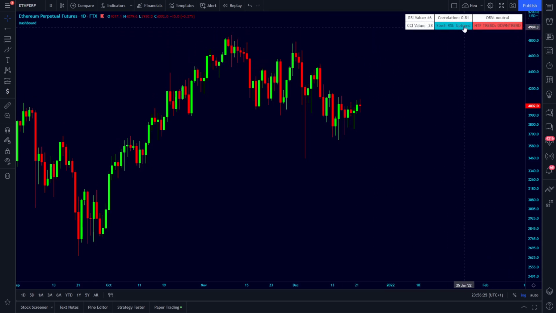Next we've got the Stoch RSI. The dashboard is displaying the current trend of the Stoch RSI. So it's making a difference between an uptrend and downtrend, overheated, oversold, and currently no trend detected.